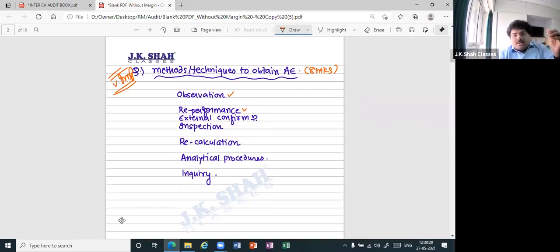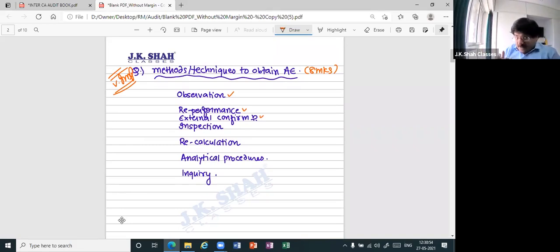So one more method in which you can get the audit evidence is reperformance. All cool? Okay. Next one, external confirmation. Give me an example of external confirmation here. Say debtor, balance sheet, debtor 5 lakhs. Then ultimately, can you tell me who will write a letter to whom?